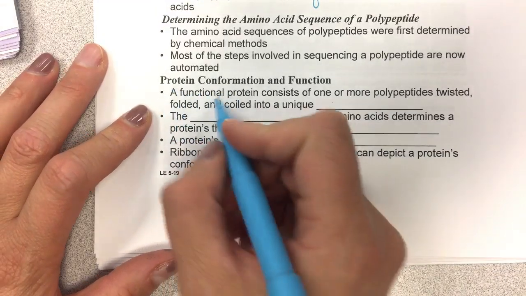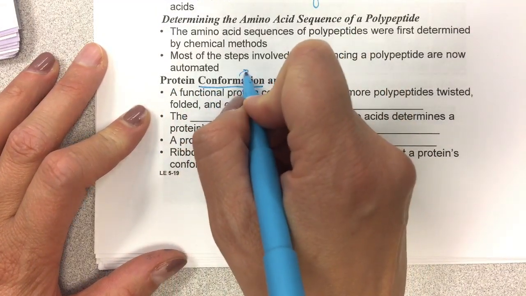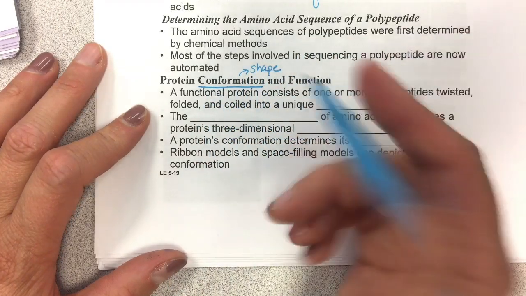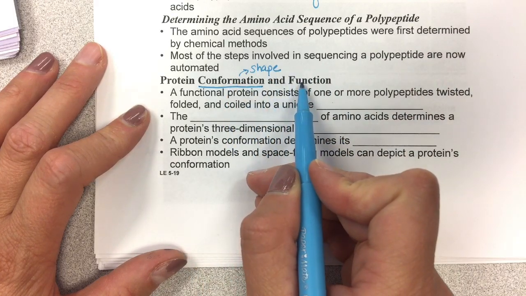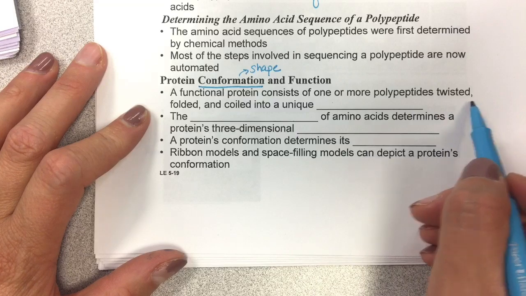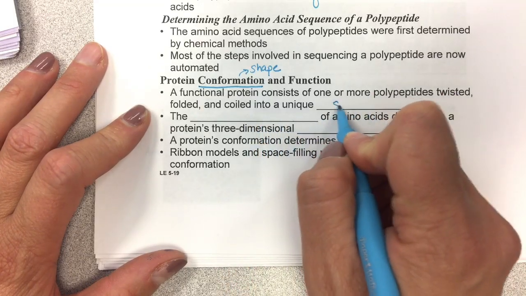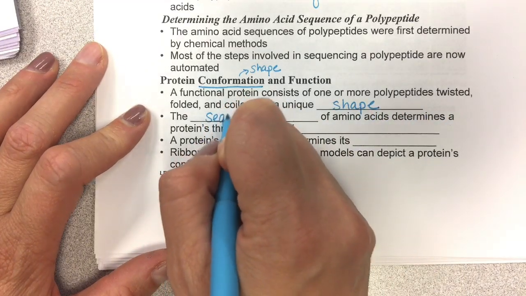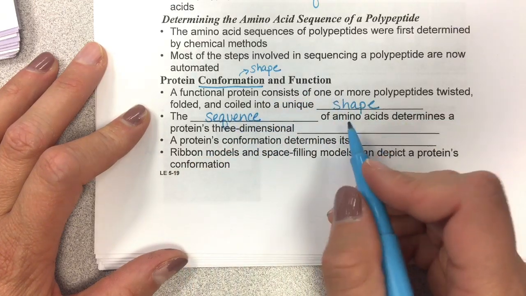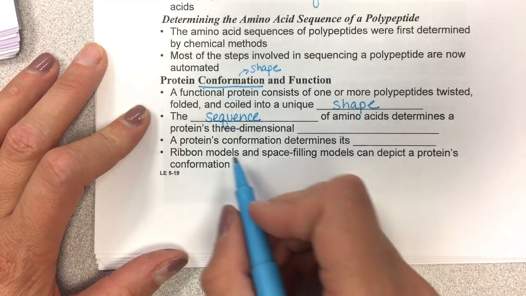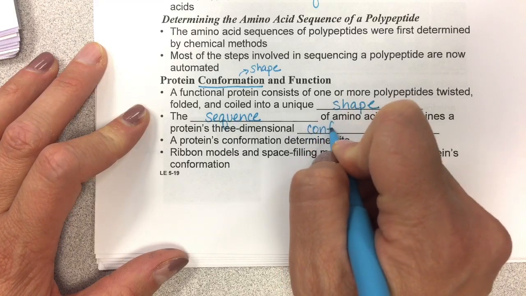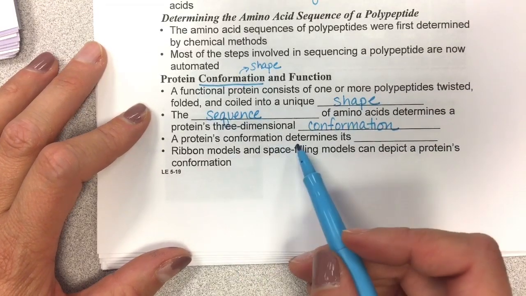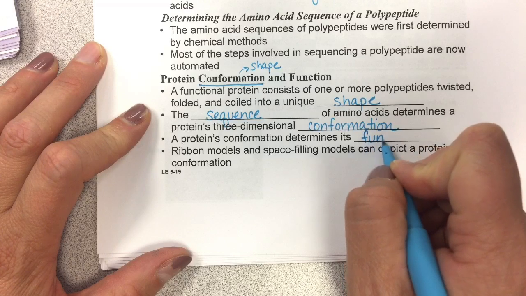So let's look at protein. It says protein conformation. You need to know that this word means shape. Whenever you see the word conformation, it's talking about the shape of something, and we're going to see that the shape determines the function. A functional protein consists of one or more polypeptides twisted, folded, and coiled into a unique shape. The sequence of amino acids, the order of the amino acids in the protein, determines the protein's three-dimensional conformation. So what kind of shape is it going to have? A protein's conformation then determines its function.